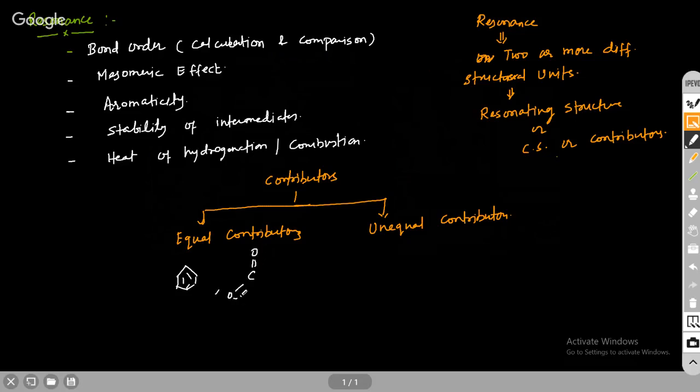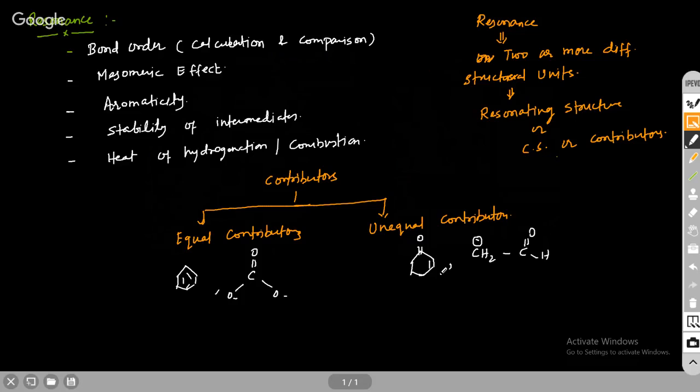This is also an equal contributing structure. Right? All these are equal contributing structures. Unequal contributors, again we have many examples of unequal contributing structures. For example, this one, unequal contributors. CH2 negative charge, single bond C, double bond O, H, unequal contributors.